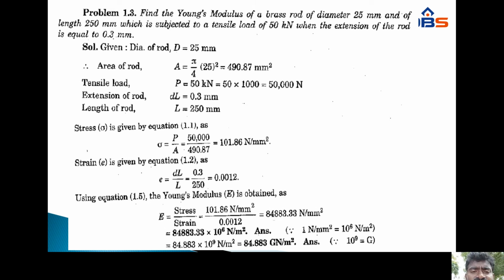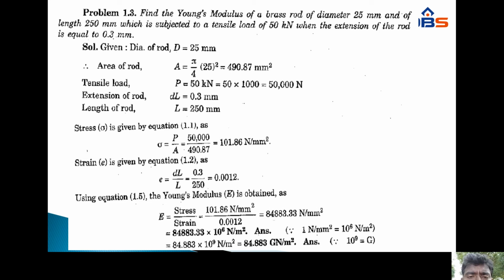Next, stress equal to P by A. P means 50,000 by the area already calculated. We can substitute all the values in the stress equation. Stress equal to P by A, that equals 101.86 newton per mm square. Strain e equal to delta L by L. Delta L equal to 0.3, L equal to 250, that equals 0.0012. Strain value is 0.0012.